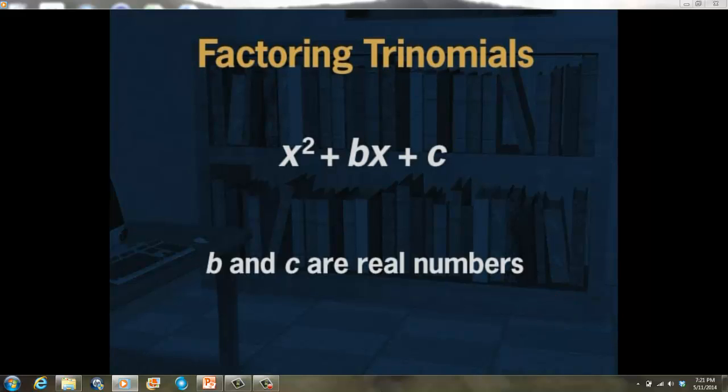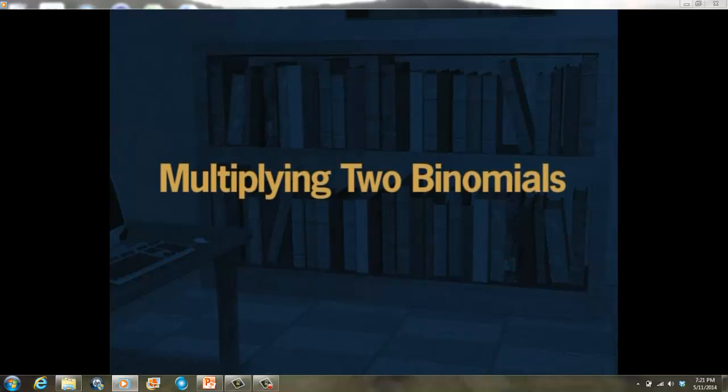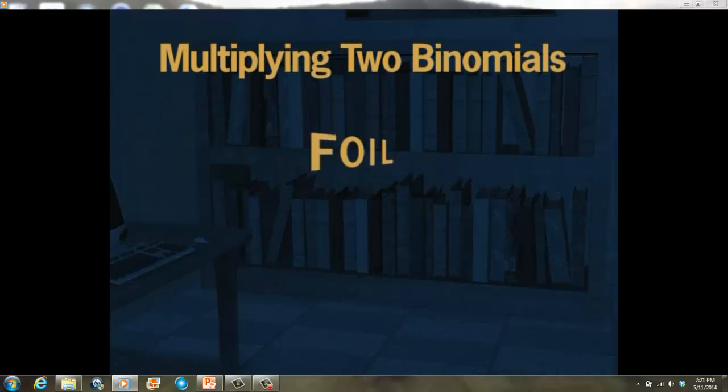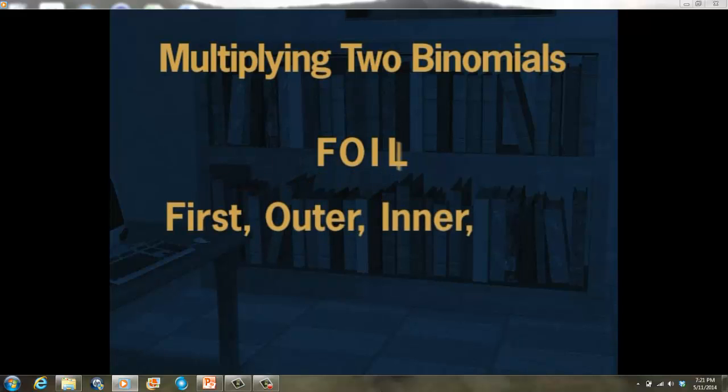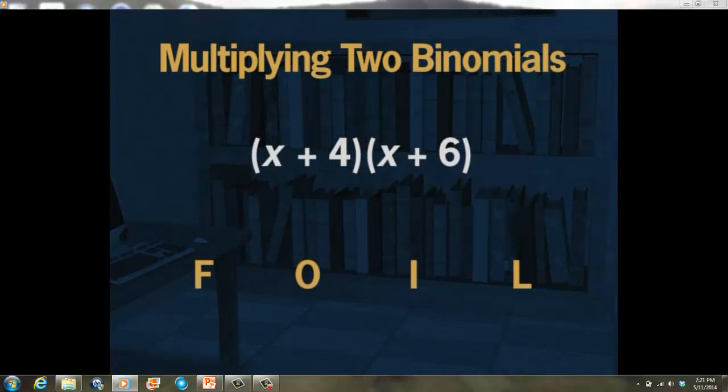Remember, factoring is the reverse process of multiplying. So let's start by talking about how we multiplied two binomials. Who remembers how we multiplied two binomials? I think the easiest way is the FOIL method. FOIL stands for first, outer, inner, last. You're right, Lizzie. As an example, let's multiply the quantity x plus 4 by the quantity x plus 6.